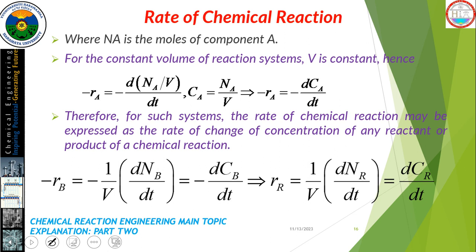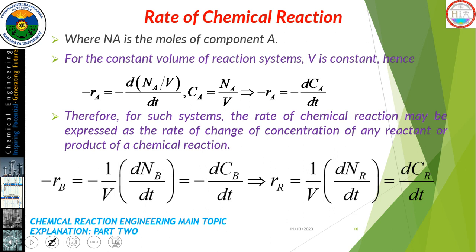Therefore, for such systems, the rate of the chemical reaction may be expressed as the rate of change of concentration of any reactant or product of the chemical reaction. So for B also we can write minus 1 over V dN_B by dt, which is directly equal to N_B divided by V, d by dt, which is minus r_A. So minus r_A is equal to N_B by V, which means the concentration of B, so dC_B divided by dt.